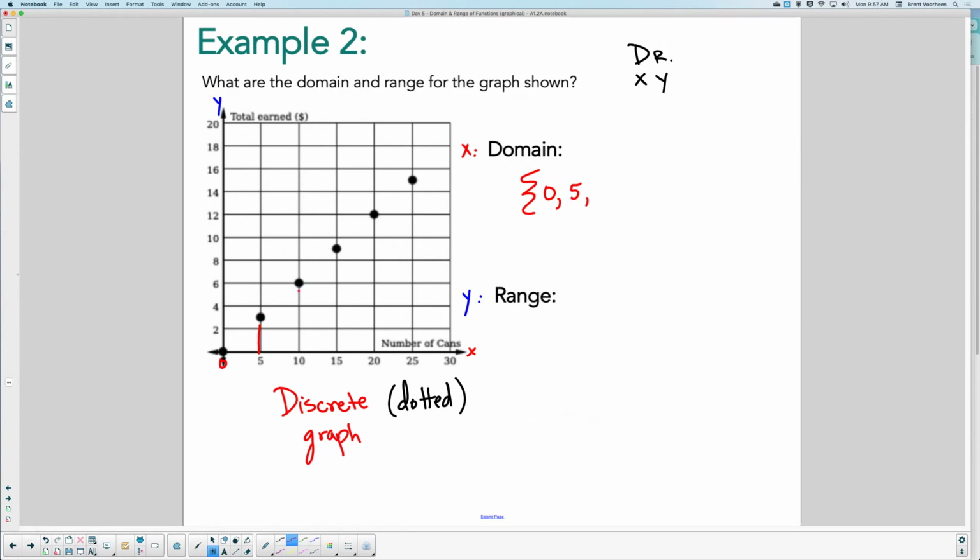Okay, what's our third value? 10. Fourth, 15. I'm getting the pattern on this one. This one has a pattern. 0, 5, 10, 15, 20, and then 25. You got it. Close your squirrely bracket, and you would have that one all correct.